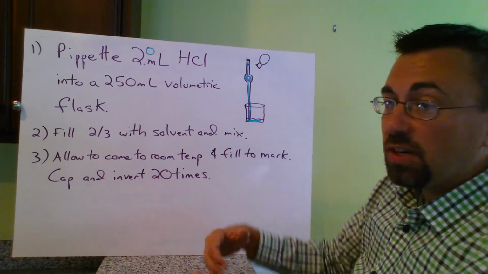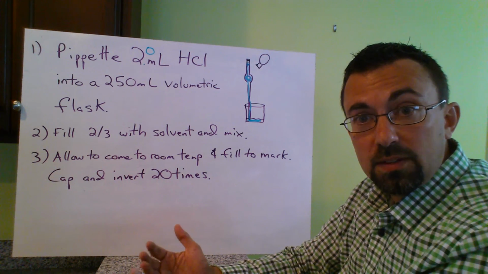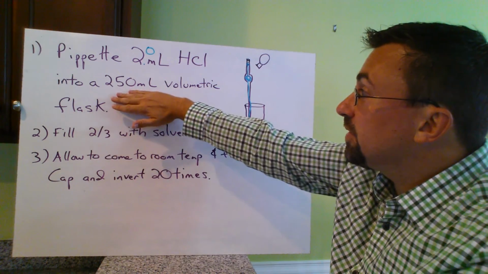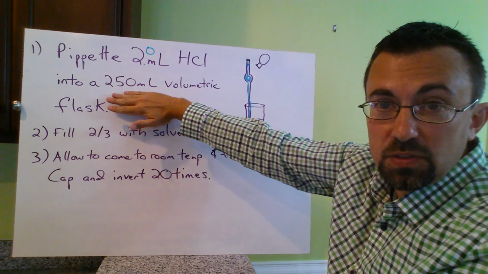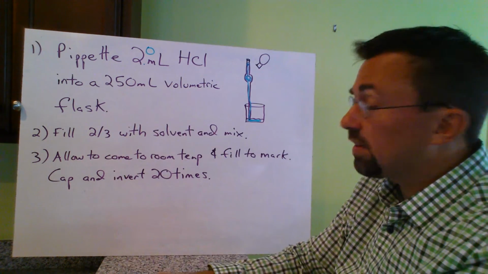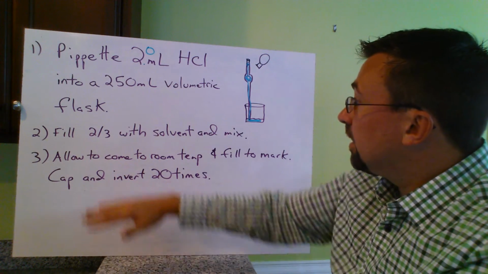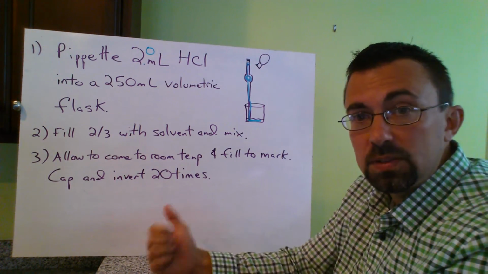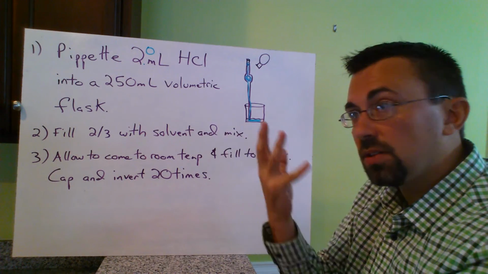Then the rest of it's exactly the same as before, as when we had the solid in the volumetric flask. So it asked us to make 250 milliliters, so choose 250 milliliters for your flask size. Whatever it asks, put there. Fill it 2/3 of the way with solvent, usually water, and mix it up. So same idea. Wait till it looks all clear and homogeneous.